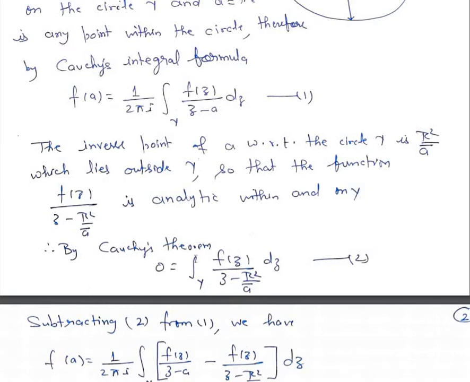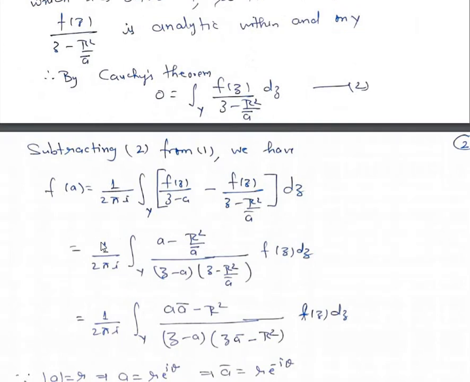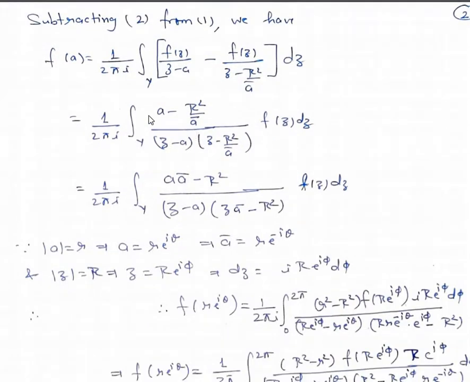Now subtract equation 2 from 1. We have f(a) = 1/(2πi) ∫ over γ [f(z)/(z − a) − f(z)/(z − R²/ā)] dz, which can be written as 1/(2πi), taking LCM as (z − a)(z − R²/ā) and f(z) common, and then in the numerator we have a − R²/ā, which can be written as 1/(2πi) ∫ over γ (aā − R²) f(z) dz / ((z − a)(zā − R²)).